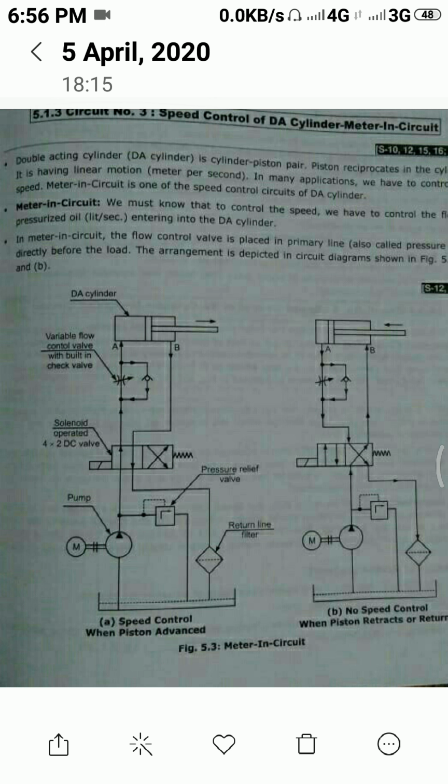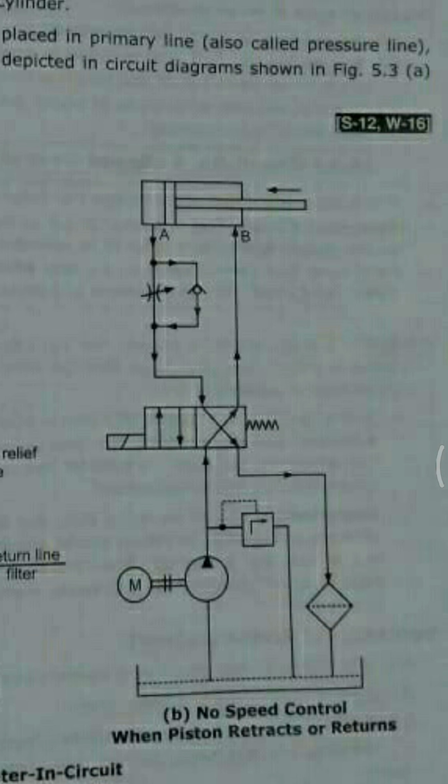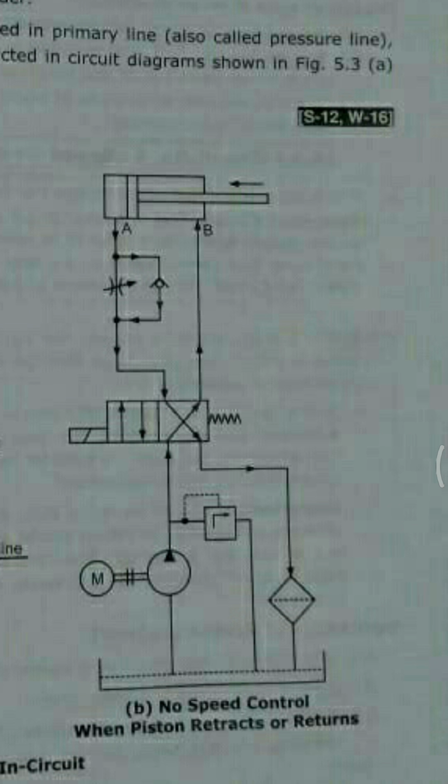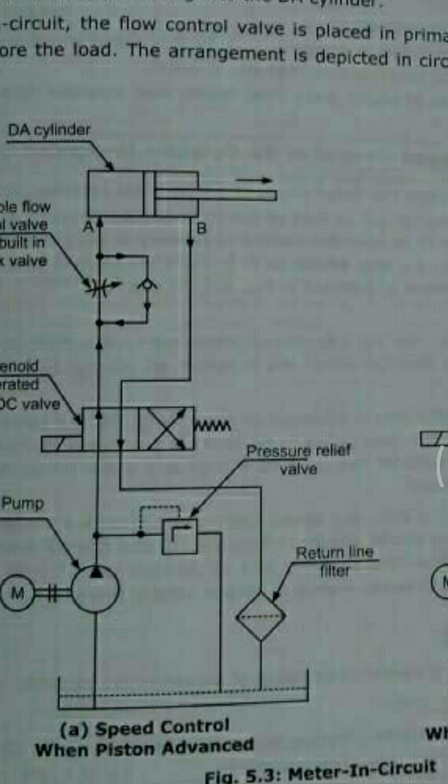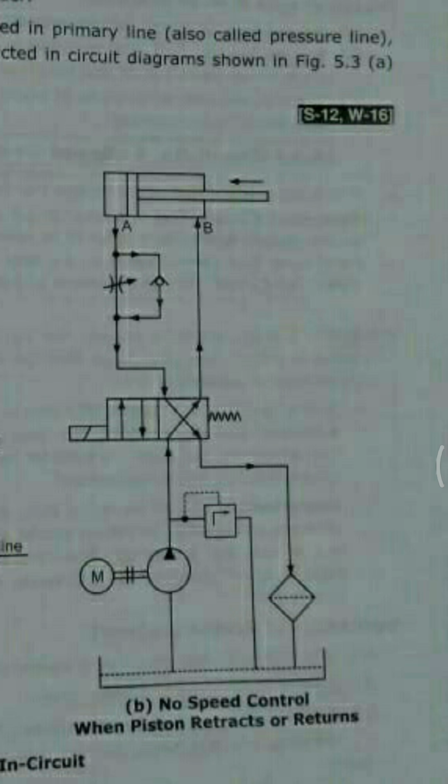Now we will see what about the return stroke. This is the diagram for the return stroke. For the return stroke, we need to change the position. Here in position number 2, the pump P is connected to the B side and A is connected to the T side. So what will happen? The pump is pumping the fluid. The pressure relief valve is in the off condition, generally normally off. So all the fluid is going to the B side, so the piston moves in the leftward direction.